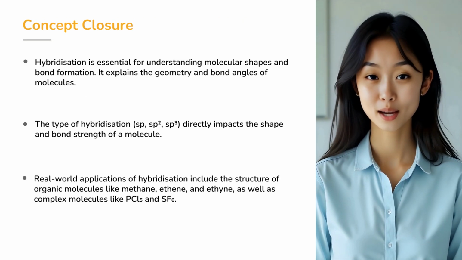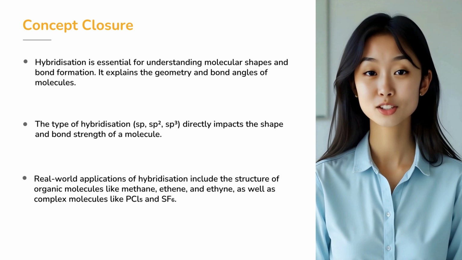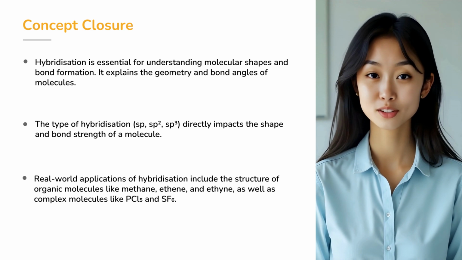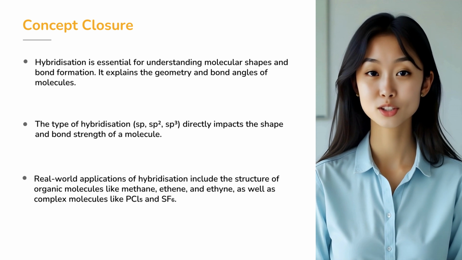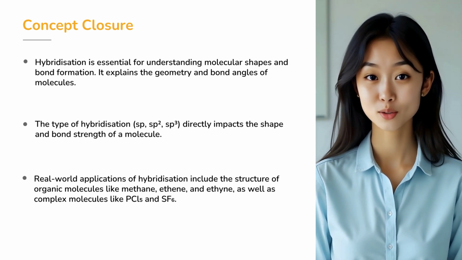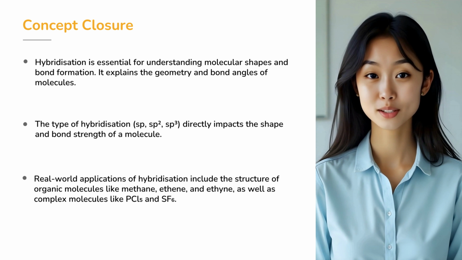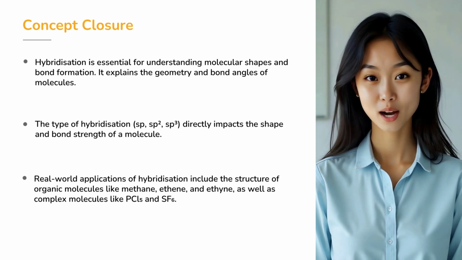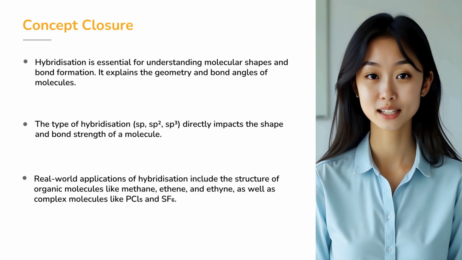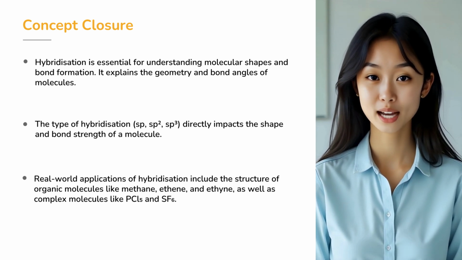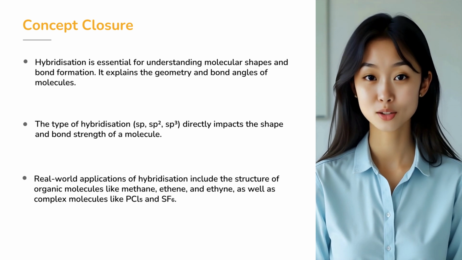To sum up, hybridization is a key concept in chemistry that explains how atoms form bonds and determine the shapes of molecules. From simple molecules like methane, with its tetrahedral geometry, to more complex molecules like phosphorus pentachloride with its trigonal bipyramidal shape, hybridization is at the heart of molecular chemistry. I hope this session helped you see how hybridization is more than just theory. It's the key to understanding everything from organic molecules to complex coordination compounds.